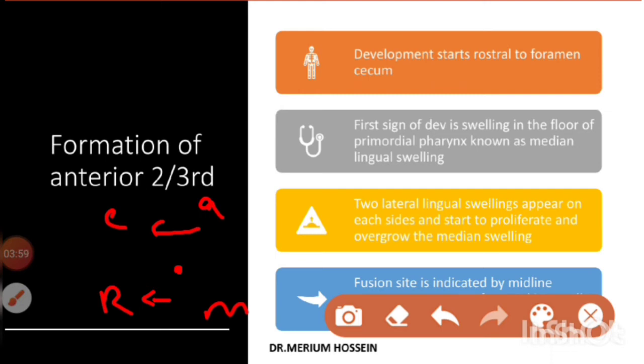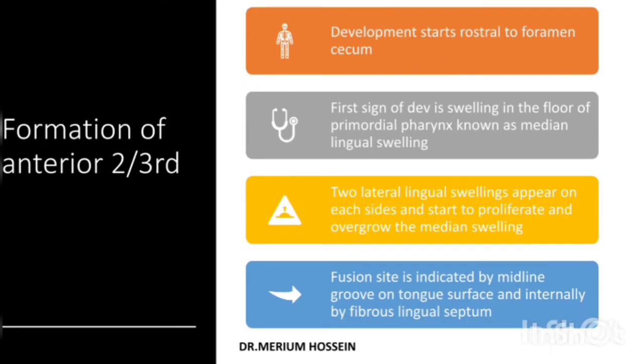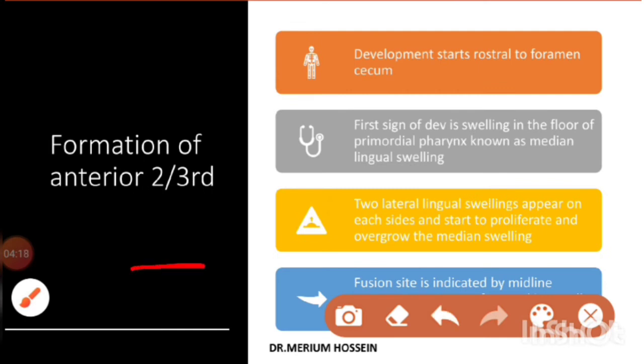So now the first sign for the development of the tongue, the first sign that you see and you say that the tongue development has started, is the elevation or the swelling that occurs in the midline of the floor of the pharynx. Now you have a floor of pharynx, the primordial floor of the pharynx, and in the midline you have a triangular swelling, and it is the first sign of the development of the tongue.